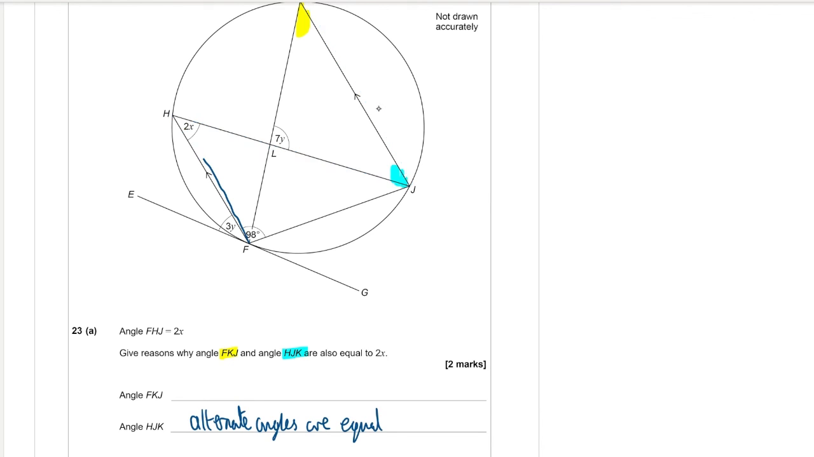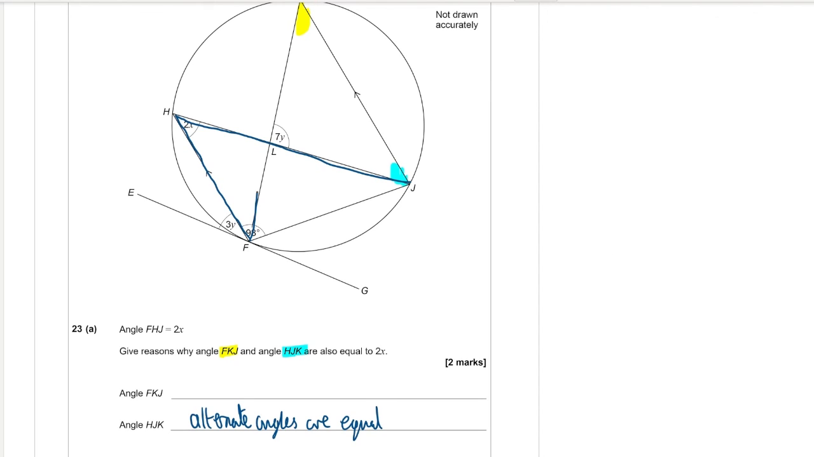and the yellow one, it comes from the circle theorem that angles in the same segment are equal. If I draw, so this is the other segment, so we can say that angles from the same segment are equal.